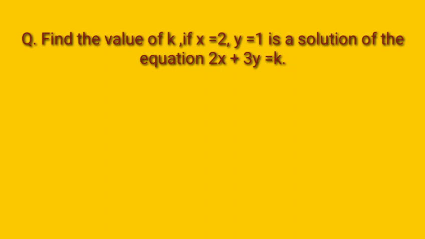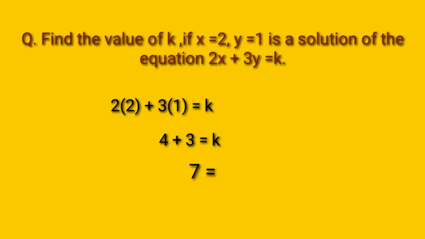Then another question, find the value of k, if x is equal to 2, y is equal to 1 is a solution of the equation 2x plus 3y is equal to k. Here we have to find out the value of k. It is given that (2, 1) is a solution of the given equation. So we can substitute the values of x and y in the equation. That is 2 into 2 plus 3 into 1 is equal to k. That is 4 plus 3 is equal to k, that is 7. So k is equal to 7.